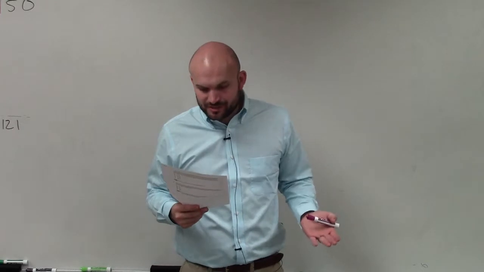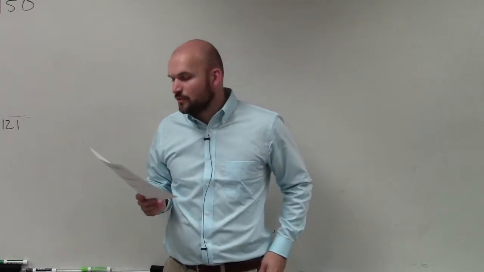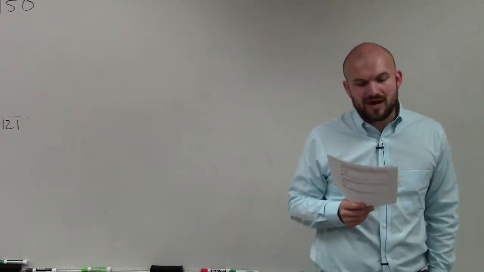Macy, the next question states that the average of a set of 6 integers is 14. If a 7th integer is added to the set, the average rises to 16. What is the 7th integer?